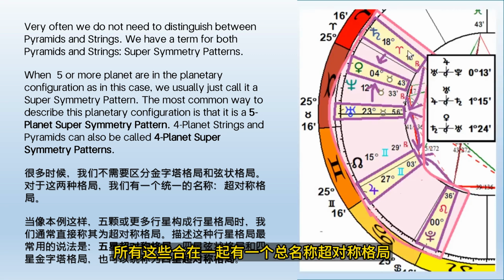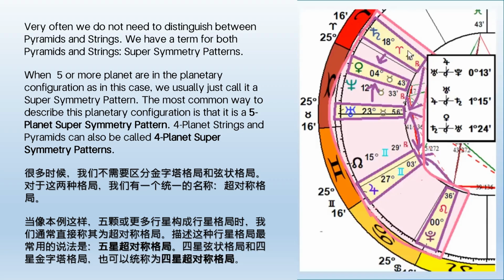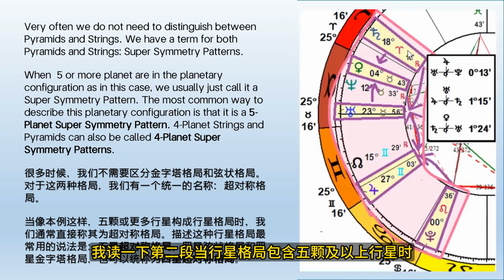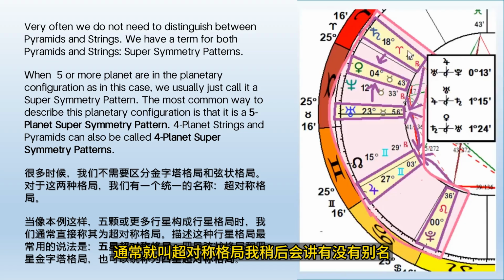All of this together, we have a name for it, and we call it a supersymmetry pattern. So, to read the second paragraph, when 5 or more planets are in the planetary configuration, which is the case here, 5 planets combined together, we call it a supersymmetry pattern. Typically, we call it a supersymmetry pattern.